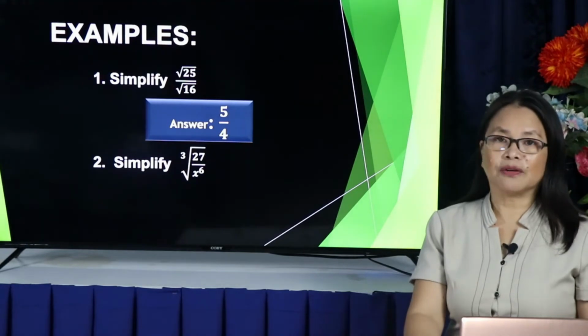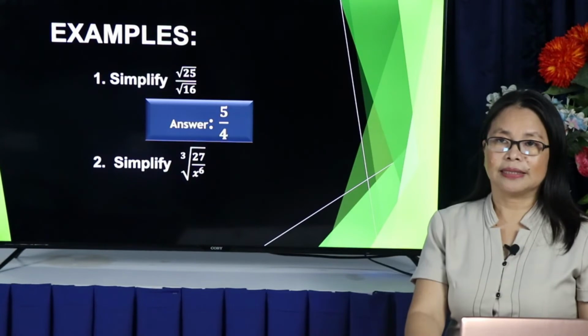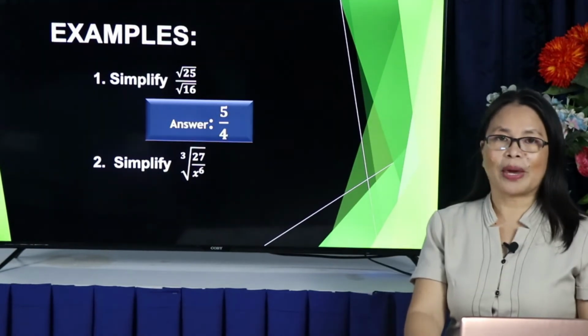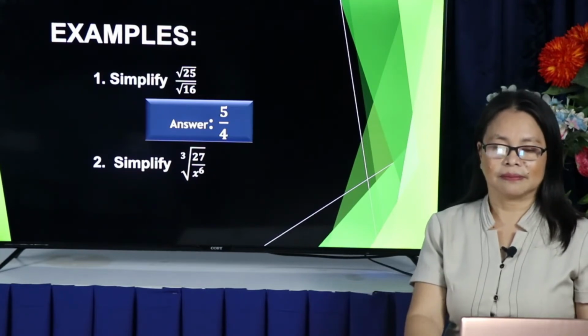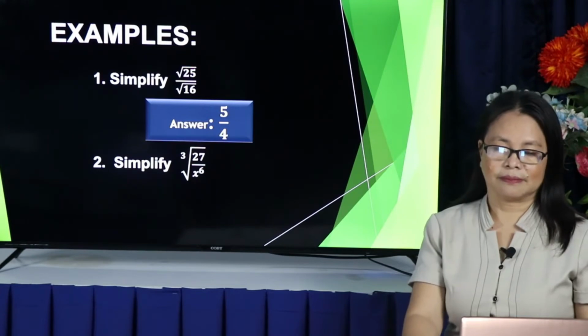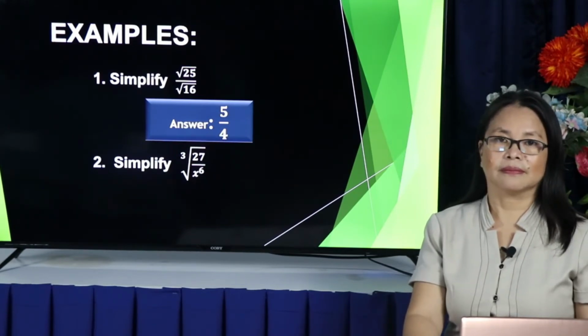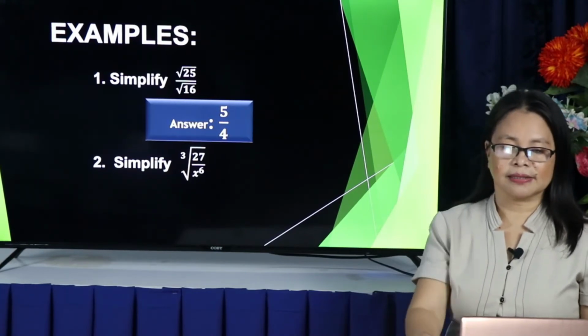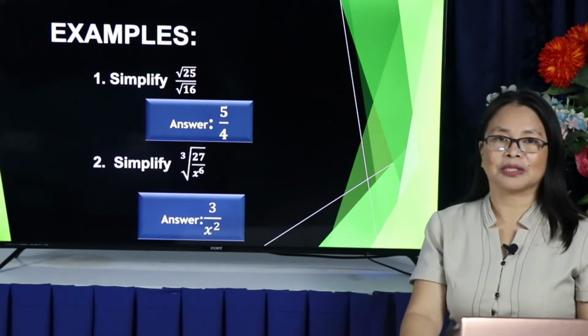Simplify. Cube root of 27 over x to the power of 6. You have 20 seconds to answer. The correct answer is 3 divided by x to the power of 2.